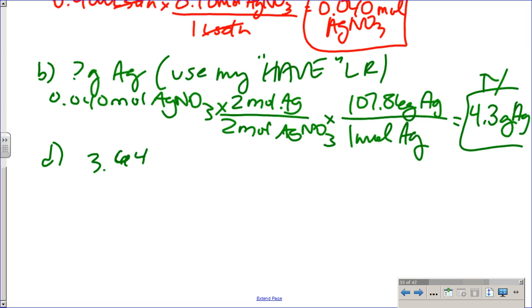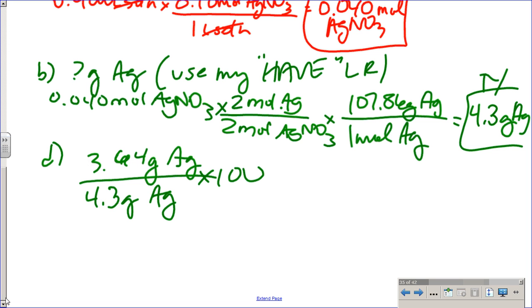3.64 grams of silver. Notice it has to be the same unit, okay? That's just one thing you got to make sure. You're talking about silver, you're talking about grams of silver, you have grams of silver, so we're in good shape. 4.3 grams of silver. The grams of silver obviously will cancel out because of the same unit. That was like 84.7. Yeah. 84.7% yield.